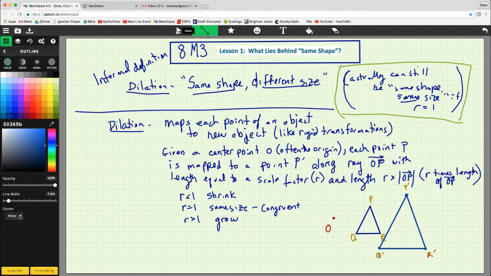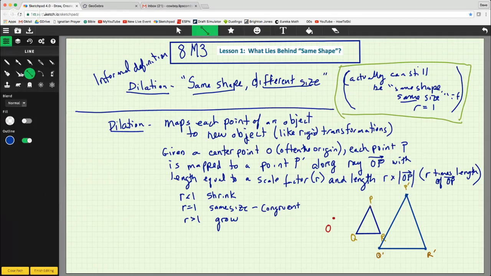And in this case, let's just be really exact, and let's say that our R equals 2, because we doubled the length, times 2. So every point from O to our original point, the dilation factor was 2. And so our shape is 2 times dilated. Okay? So let's look at this more exactly.